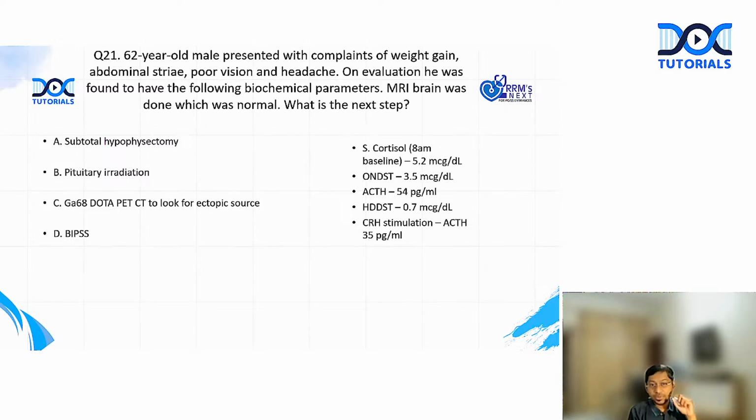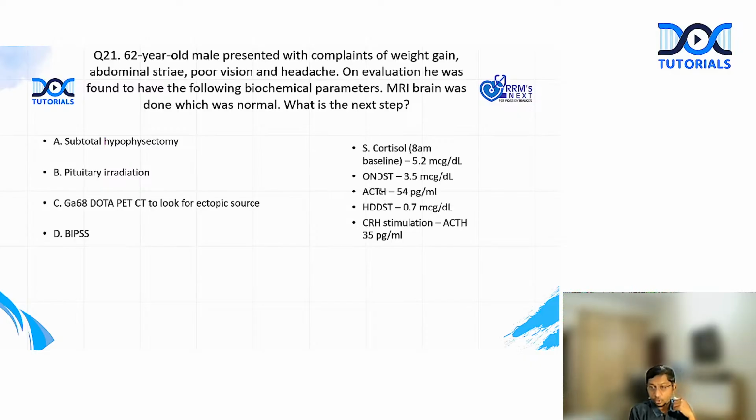On evaluation, he was found to have the following biochemical parameters. MRI brain was done, which is normal. What is the next step? So let's look at the answer. The values given here, you have a serum cortisol of 5.2, which is borderline high. Overnight dexamethasone suppression is 3.5. This is again not suppressed. We have the cutoff is 1.8, so it has to be less than 1.8. So here it is not suppressed.